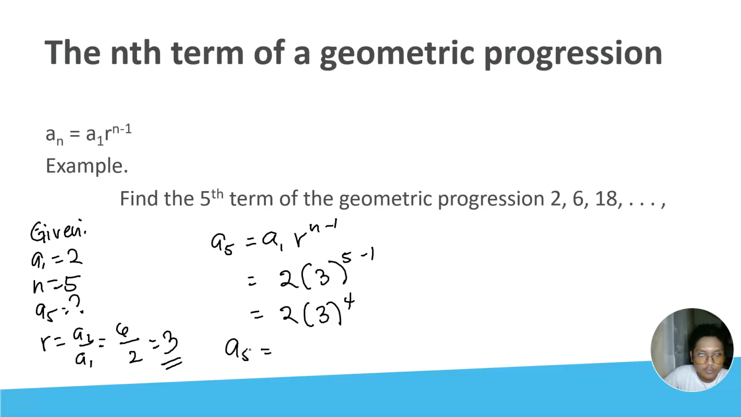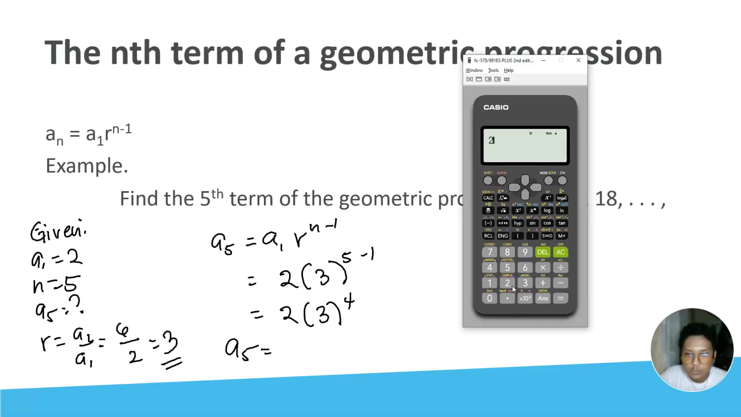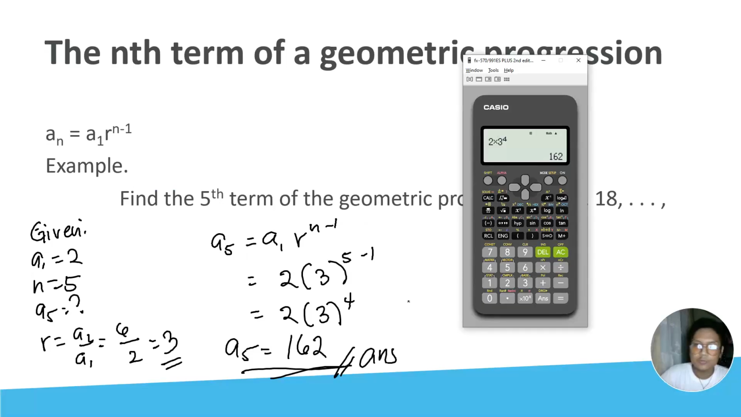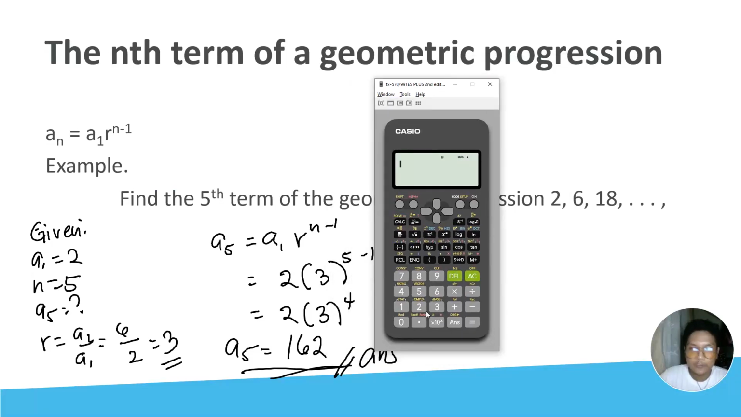Okay. Solve. 2 times 3 raised to 4. 162. Yan yung sagot. Okay. Pwede nyo naman imano-mano kung matyaga kayo. 2 times 3, times 3 ulit para sa third term, times 3 ulit para sa fourth term, times 3 ulit, 162. Okay, ganun lang.